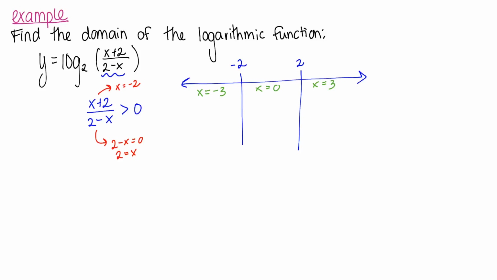Plugging the test values in here. Negative 3 plus 2 is negative. 2 minus negative 3 will be positive. A negative over a positive is a negative. 0 plus 2 is positive. 2 minus 0 is positive. A positive over a positive is a positive. 3 plus 2 is positive. 2 minus 3 is negative. Positive over a negative is a negative. Greater than 0 is the positives.